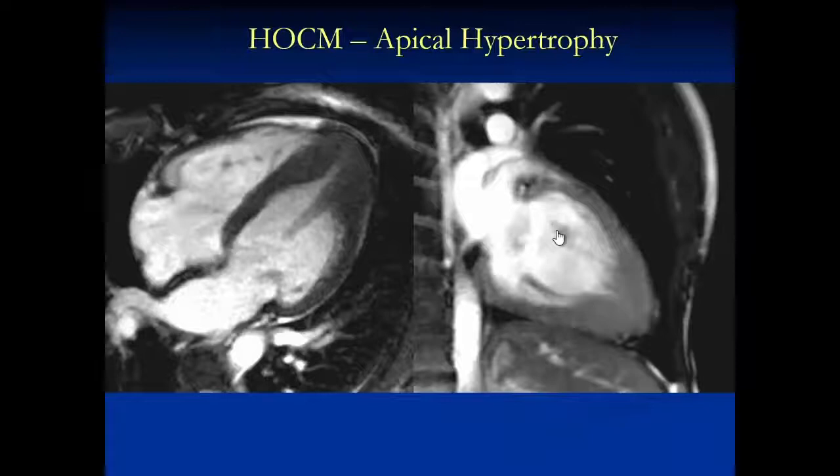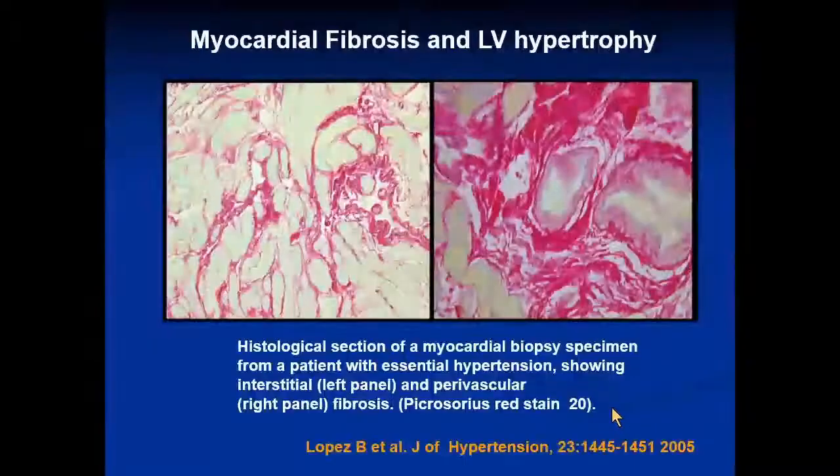I'd like to call your attention to apical hypertrophy. Why? Because it's commonly missed by echocardiography. So it's very important that you are able to pick up hypertrophic cardiomyopathy of apical distribution because these patients are frequently missed by echo.